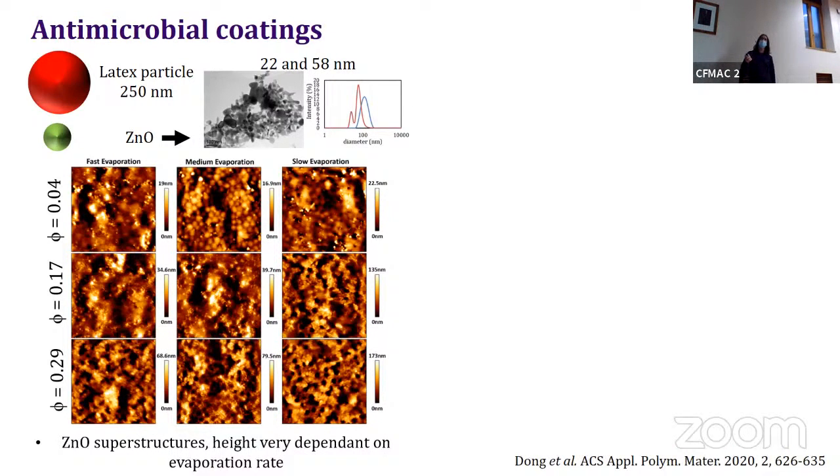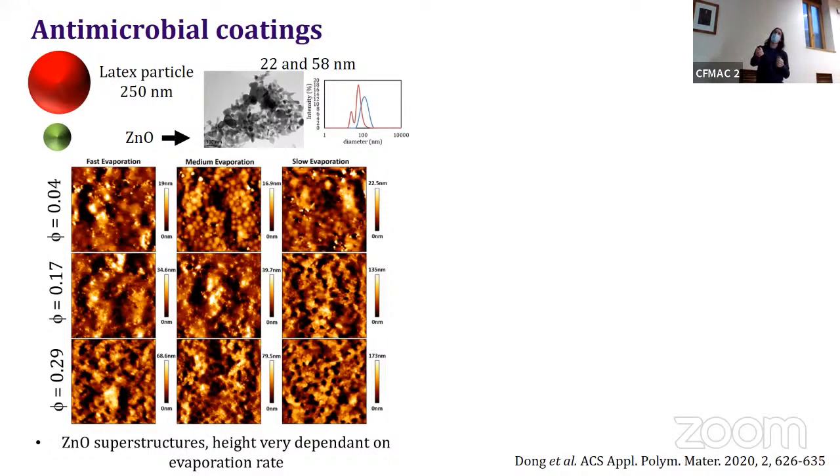So the medium evaporation rate is basically room temperature in the lab. Fast evaporation rate is under an infrared lamp. And a slow evaporation rate is an environment with really high humidity, so it takes really long to dry. All these processes are very related to how fast the water interface goes down, and whether it is trapping more or less particles as it goes down. So this evaporation rate, as you can see, has quite an effect.